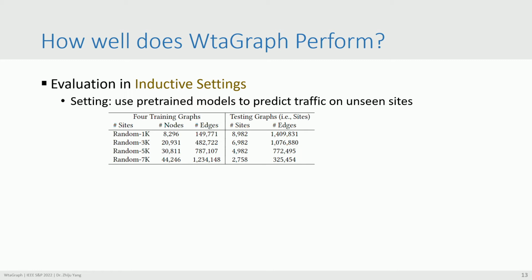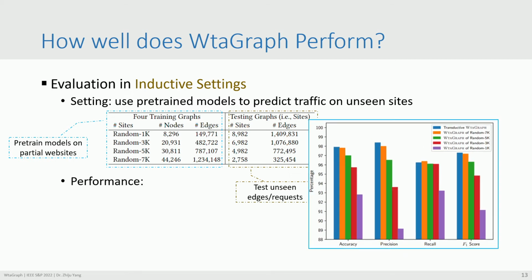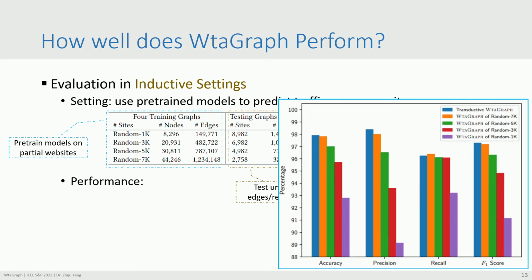what we want to do is have a pre-trained model to predict the traffic, to predict the request that has never been seen during the training phase. Here, we train 4 models on graphs with different sizes, and then we evaluate on the rest unseen websites with unseen web pages, unseen requests. So here is the performance. This figure over here summarizes the performance.